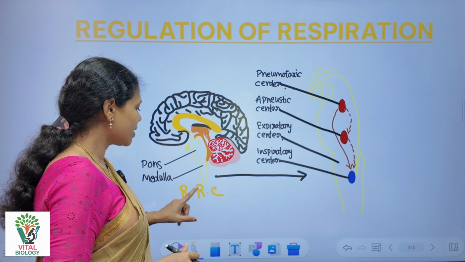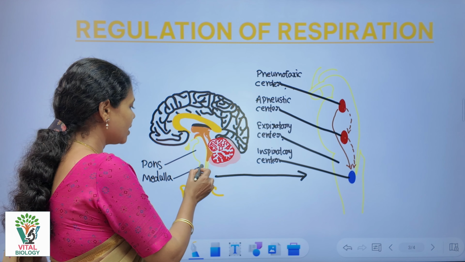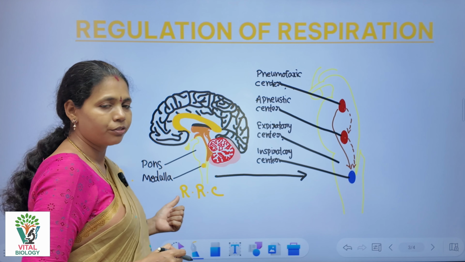This respiratory rhythm center helps in regulation of respiration, during exercise or during the resting phase. When it should be normal and when it should be increased, such regulation is under the control of this respiratory rhythm center, which is located in the medullary region of the brain.